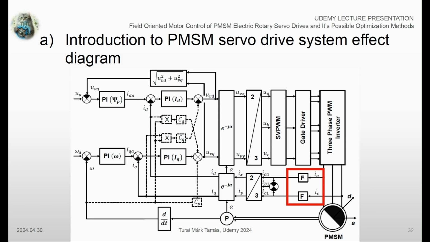First things first, during the FOC algorithm, we shall measure the phase currents of the motor with the help of shunt resistors and use a so-called low-pass filter to filter out any background noise that is unnecessary for us. The low-pass filters are marked with the letter F on the effect diagram. It is our free choice whether we measure only two phase currents of the motor and calculate the third component, or measure all three phase currents at the same time.